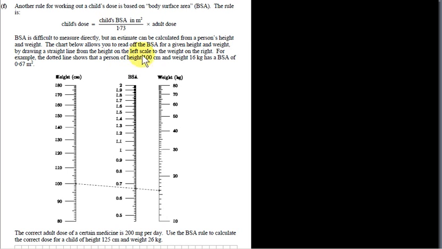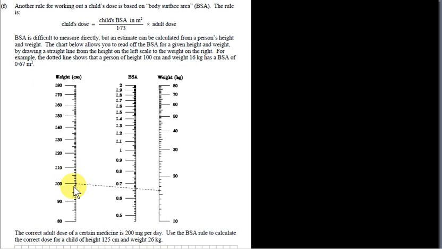The chart below allows you to read off the BSA for a given height and weight by drawing a straight line from the height on the left scale to the weight on the right. For example, the dotted line shows a person of height 100 centimeters and weight 16 kilograms has a BSA of 0.67 meters squared. So let's look at the example.